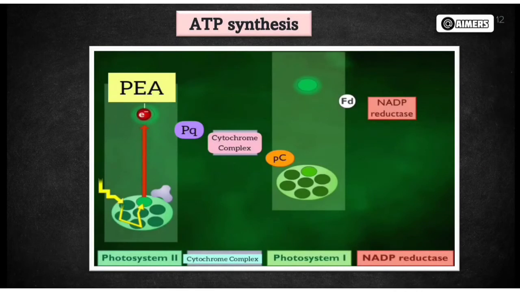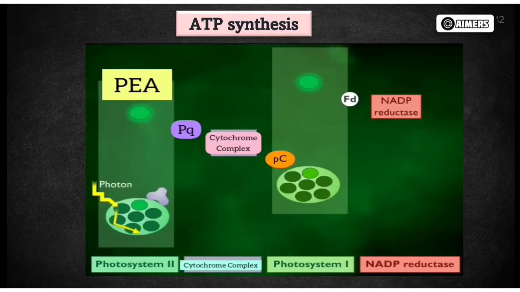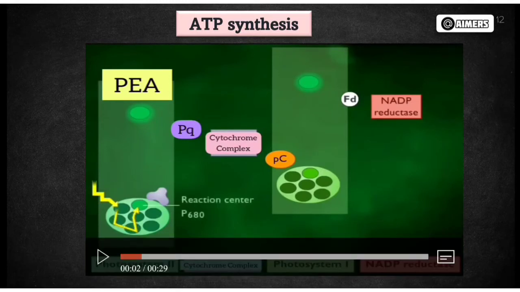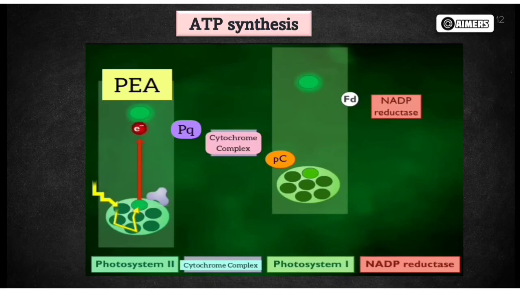Now we will look at how ATP is synthesized. Okay, so this is photosystem II. And you may look here, this is chlorophyll and the primary electron acceptor, then plastoquinone, cytochrome complex, and plastocyanin. Plastoquinone is at the highest energy level, then the cytochrome complex, and then plastocyanin is at the lowest energy level. Now look at this animation over here. The photon falls on the reaction center P680, the electron is excited to the primary electron acceptor, and now this electron goes on to a series of electron carriers.